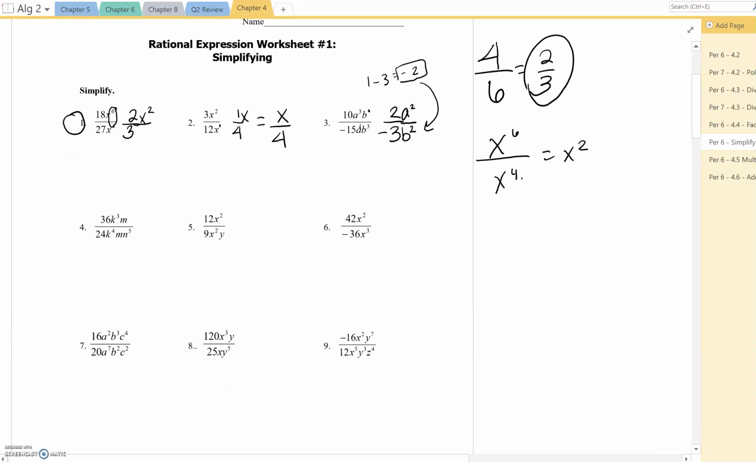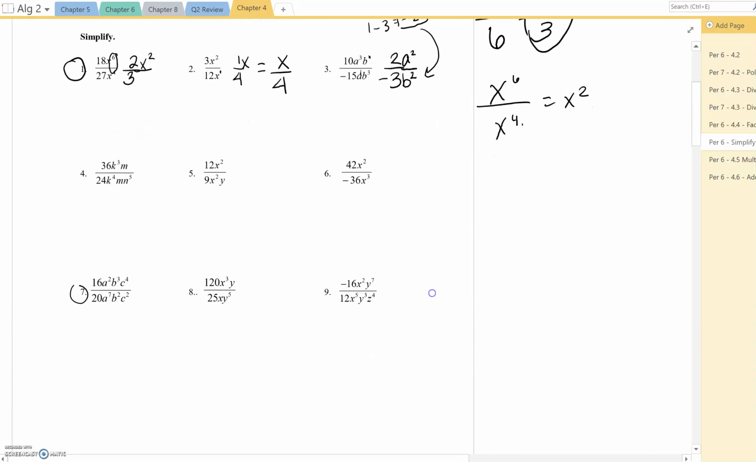We could do number 7. Okay, I would divide these both by 4. So you would get 4 over 5. That's the first thing. I like to simplify everything separately and then figure out where everything goes. So a to the 2nd over a to the 7th is a to the negative 5. Whenever you have this negative exponent, you need to put it in the denominator with a positive exponent. Then it's going to be b to the 3rd over b squared. So that's just b, right? 3 minus 2 is 1. We're not writing the little 1 here. 4 minus 2 is positive 2, so this becomes c squared.